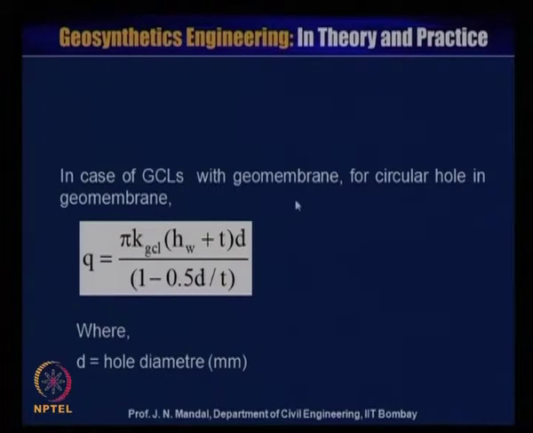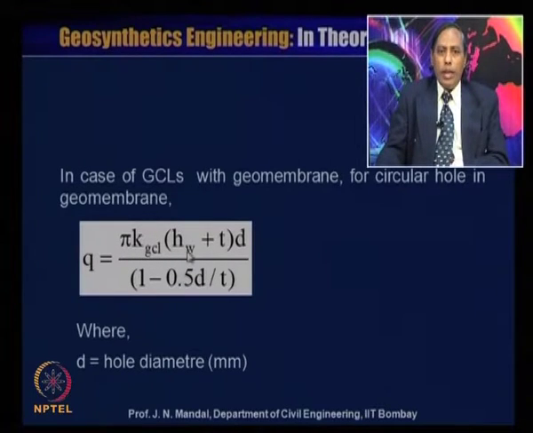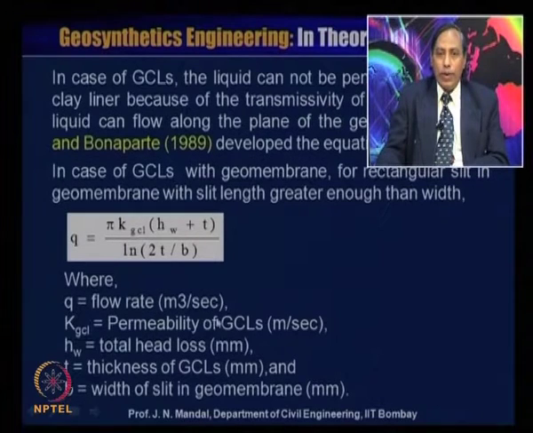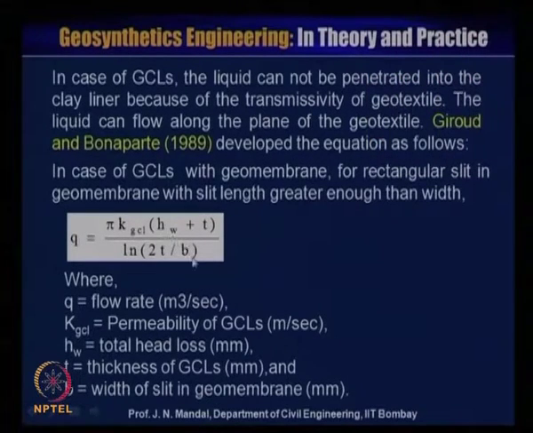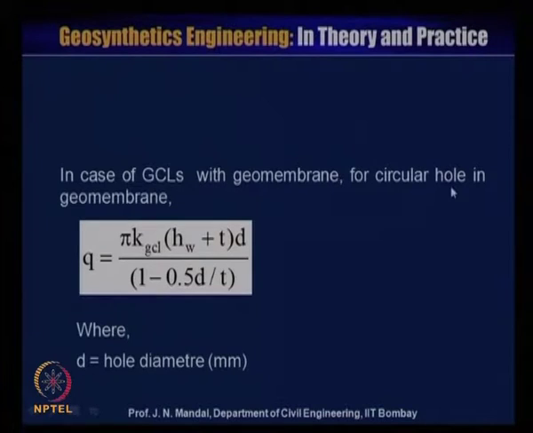And in case of GCL with geomembrane, for a circular hole in the geomembrane, Q will be equal to pi into K of GCL, then HW plus T into D, divided by 1 minus 0.5 D by T, where D is the hole diameter. So, this is a circular hole, but in the earlier case, this was the width of the slit, B. If it is a circular hole, this is the difference between the circular hole and the width of the hole in the geomembrane.